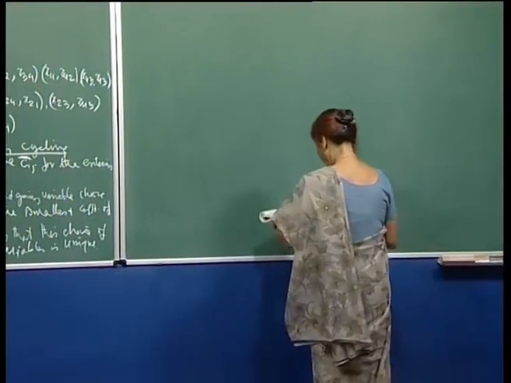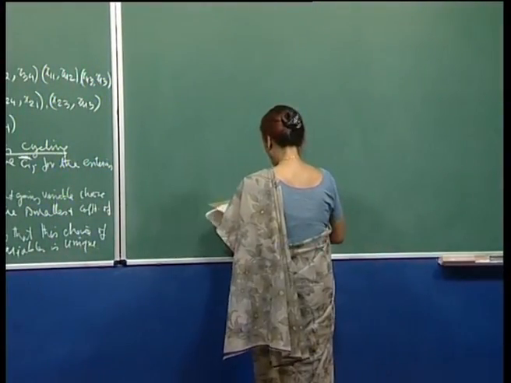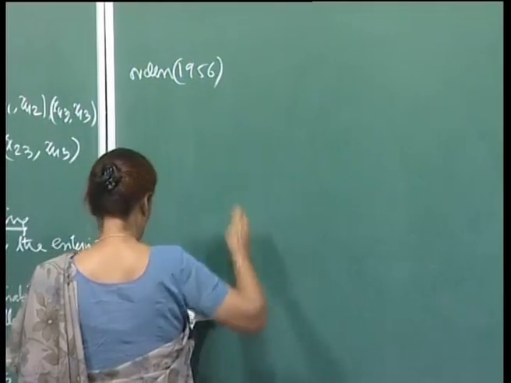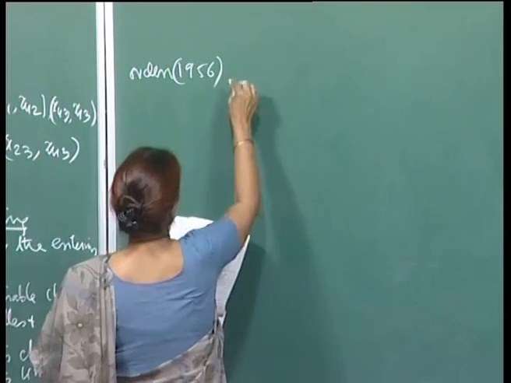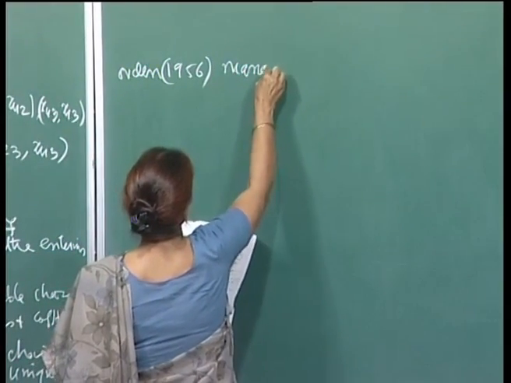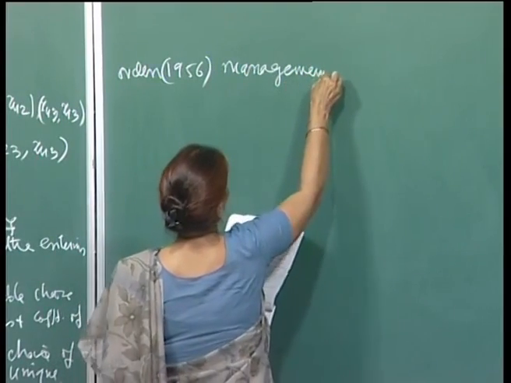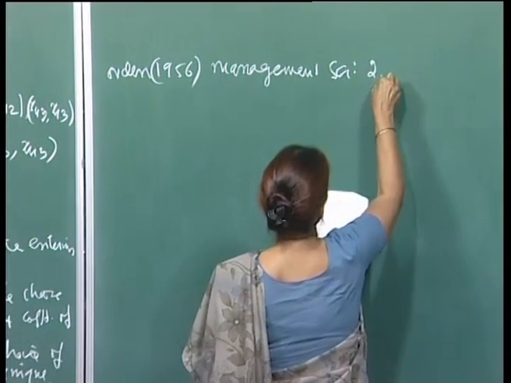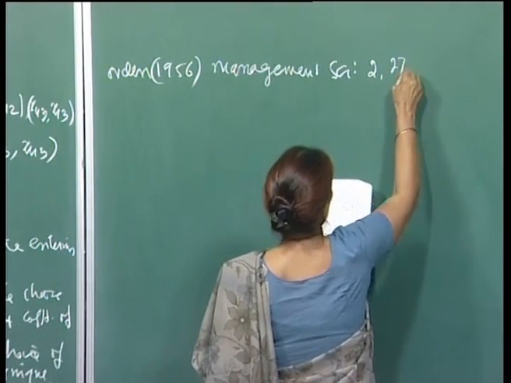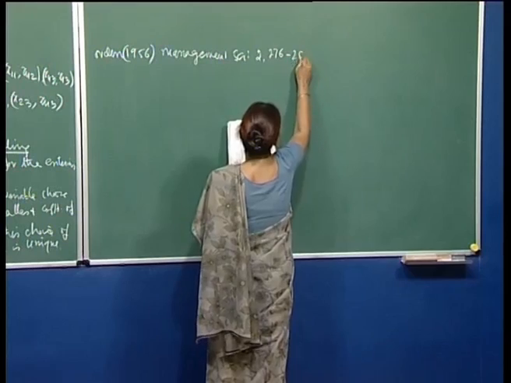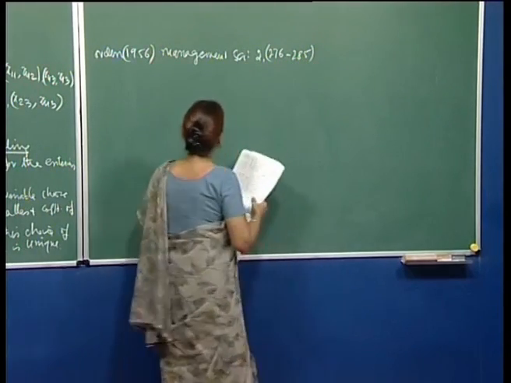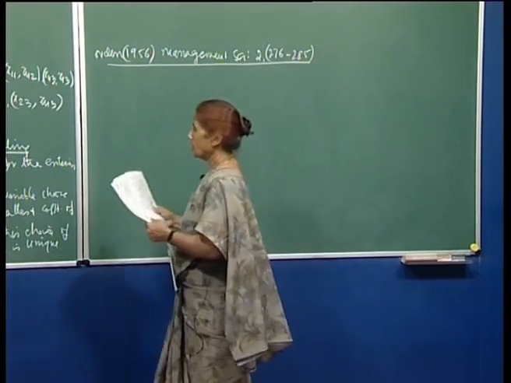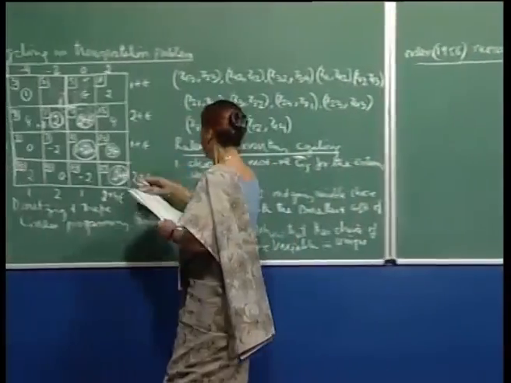I want to point out Orden in 1956. The journal's name is Management Science, number 2, pages 276 to 285. In this journal he had this article where he has further improved on the perturbation method.